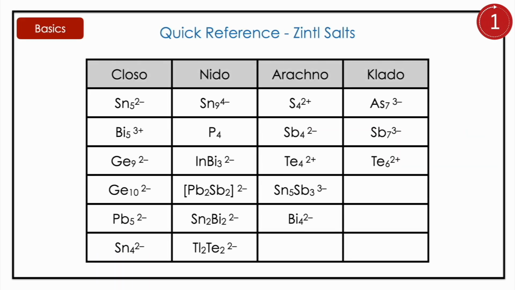Here I have given a quick reference for Zintl salts, basic structures and respective compounds. The common structures are Closo, Nido, Arachno and Clado. I organized the library based on the four structures. Make use of it, solve the problem by yourself and know the possibilities of the compound.